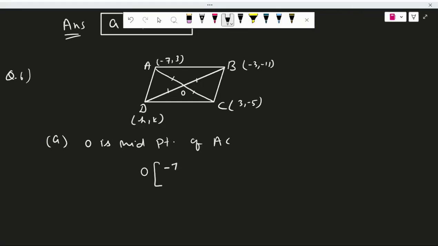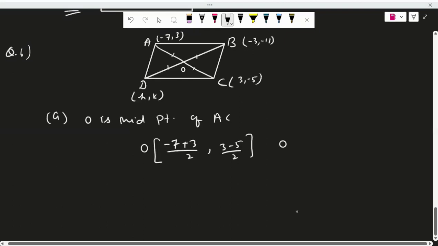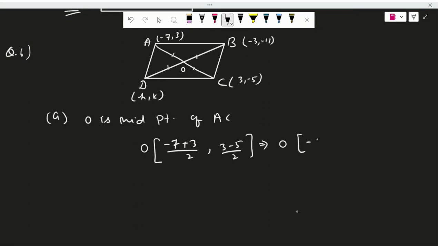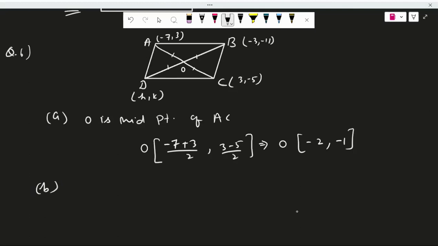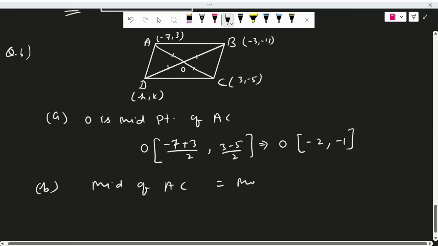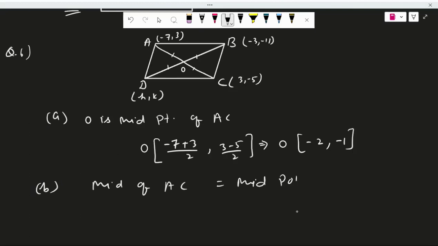That will be (-7 plus 3 over 2, 3 minus 5 over 2). So the coordinates of midpoint O are (-4 over 2, that is -2, and -1). This is the coordinate. Now the B part is the coordinates of D. Midpoint of AC equals midpoint of BD, isn't it?